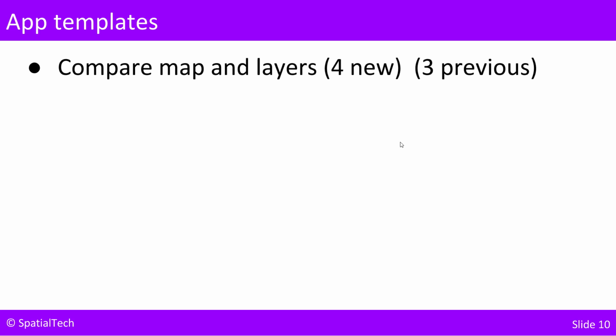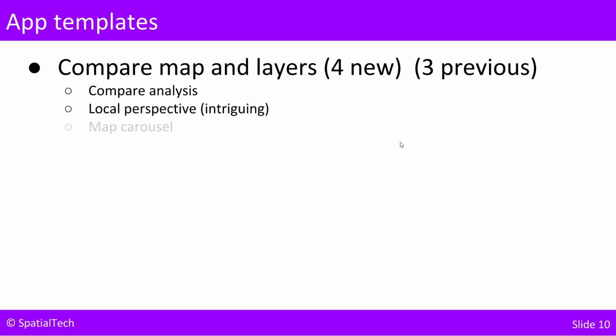There's lots for comparing map and layers. Some of this is going to be repeats. There's compare analysis, local perspective, which is a very intriguing, flexible and functional, almost too much. It's approaching that line of having too much in it, but it's a very intriguing template. There's a lot of stuff packed in there, right?